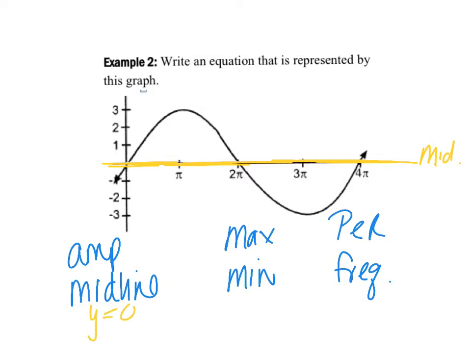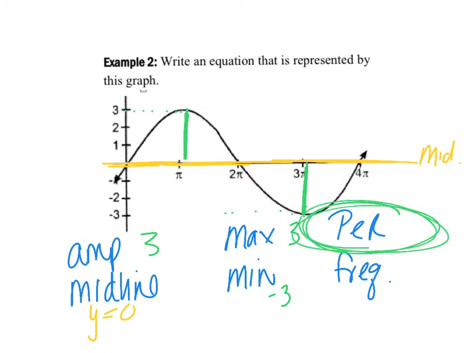Now from 0, I'll find my amplitude. How high and how low do I go from my midline? And they should be the exact same. Notice this goes up 3 and this goes down 3. So my amplitude is 3, which makes my max a height of 3 and my min a height of -3. And then I need my period. And again, this is the one you've got to understand. Period is how long it takes to complete one cycle.